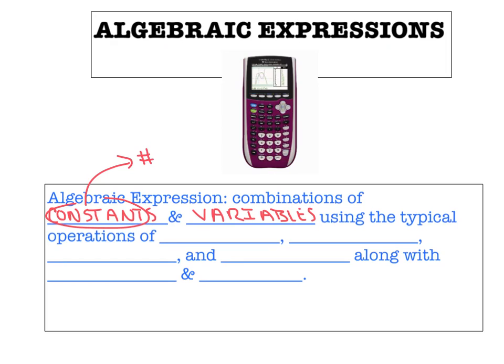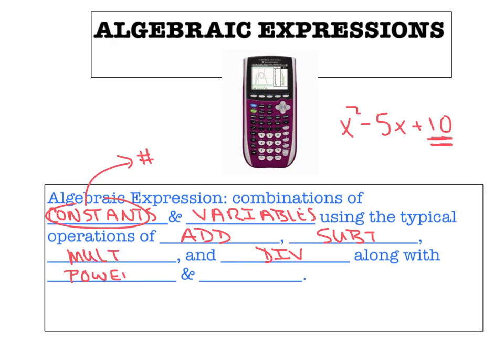If I was to give you the algebraic expression x squared minus 5x plus 10, the very last term is considered your constant because no matter what value you substitute for x, that last term is going to constantly be 10 no matter what. Okay? Using typical operations of addition, subtraction, multiplication, and division, along with sometimes exponents or powers, or the inverses of those, which would be roots, like square root, cube root, those types of things.